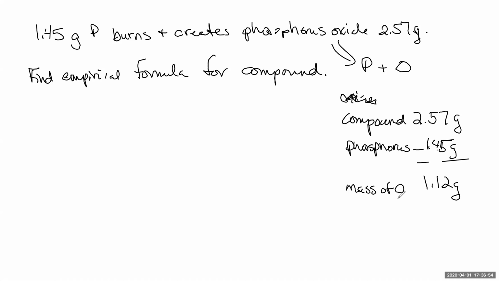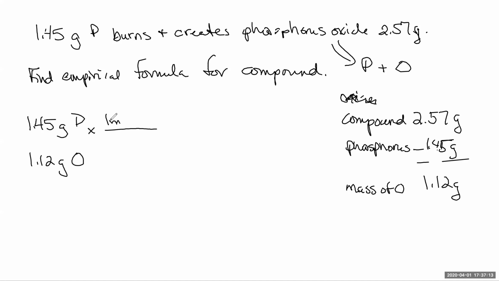So this one's a little bit different in finding the empirical formula in that I'm not giving you percentages to start with. They're actually giving you the masses. So to start with, you have 1.45 grams of phosphorus and you have 1.12 grams of oxygen. You then proceed with the problem and do it exactly the same way.